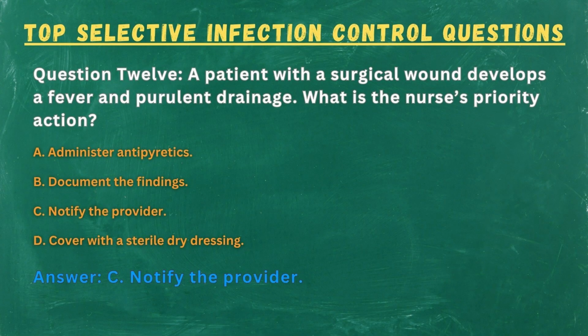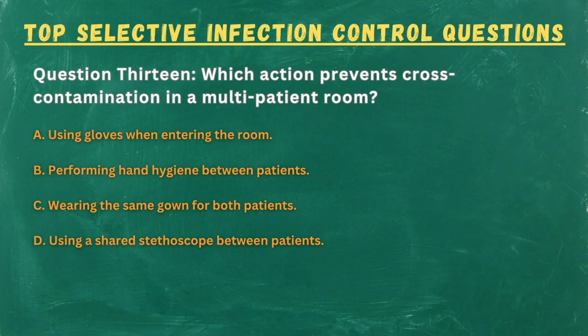Answer: C. Notify the provider. Question 13. Which action prevents cross-contamination in a multi-patient room? A. Using gloves when entering the room. B. Performing hand hygiene between patients. C. Wearing the same gown for both patients. D. Using a shared stethoscope between patients.